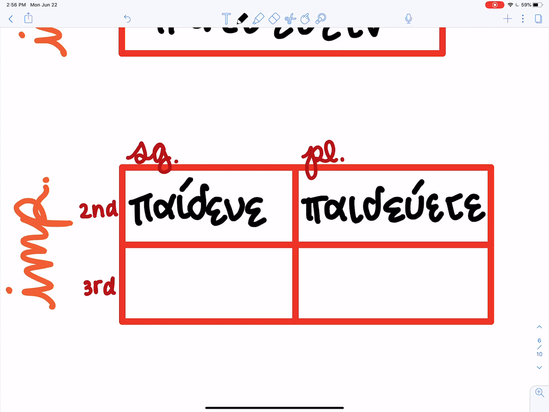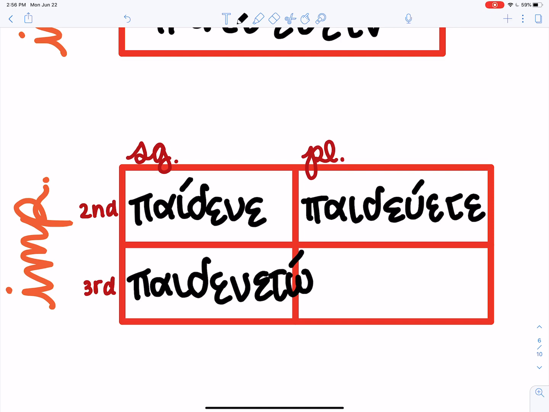Okay, third person singular present active imperative, paideo, and then we add our ending, eto. Man, I'm really not doing great with sticking inside the lines, but that's okay. Okay, we're going to put our acute on that final syllable, and because we're ending with an omega, we know that the ultima is long, so we can only move back the acute one syllable. So it ends up on that epsilon right there. So we get paidoeto.